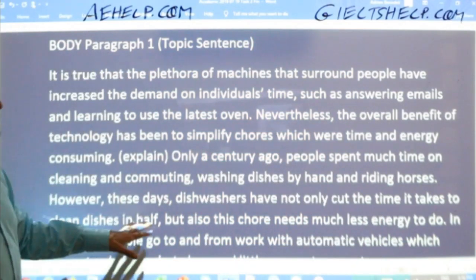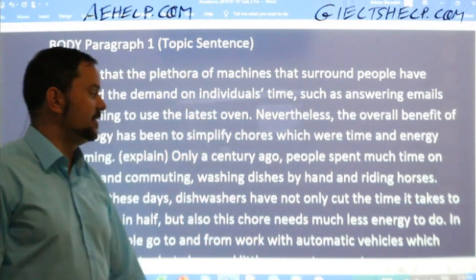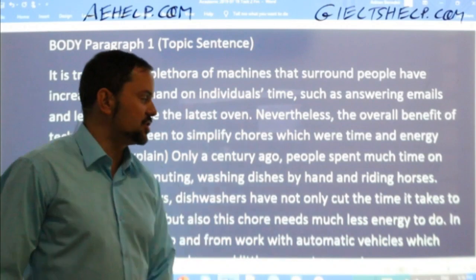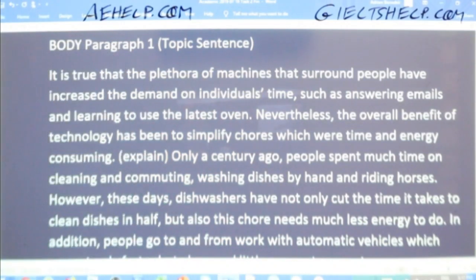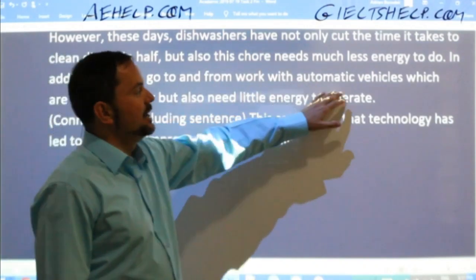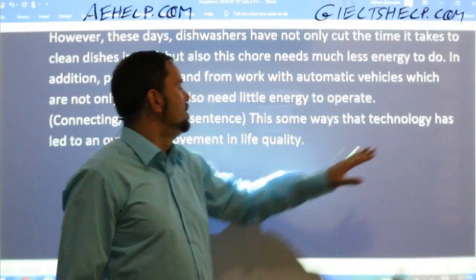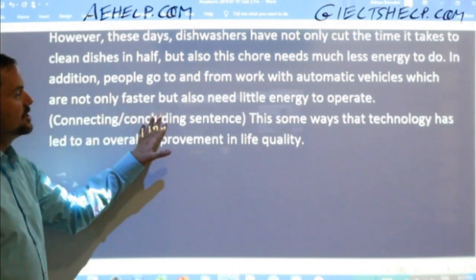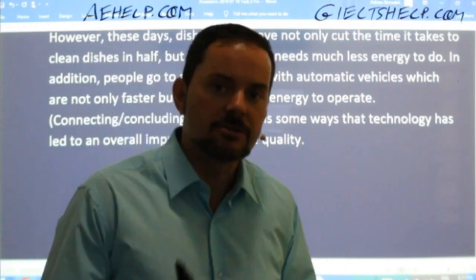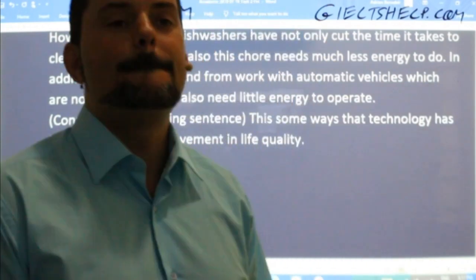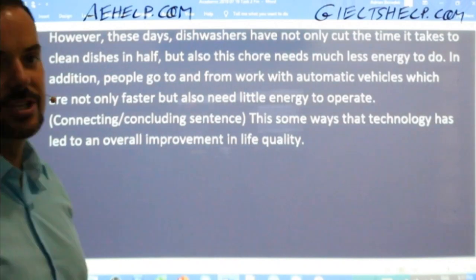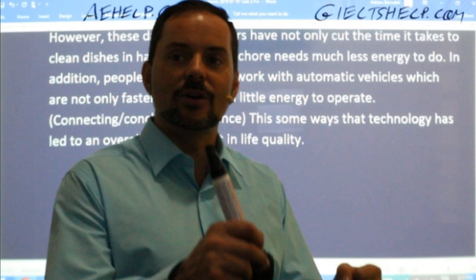However, these days, dishwashers have not only cut the time it takes to clean dishes in half, but also this chore needs much less energy to do. In addition, people go to and from work with automatic vehicles, cars, which are not only faster, but also need little energy to operate compared to a horse, right? Horses, you're really putting along. Riding a horse definitely takes a bit more juice than driving a car.